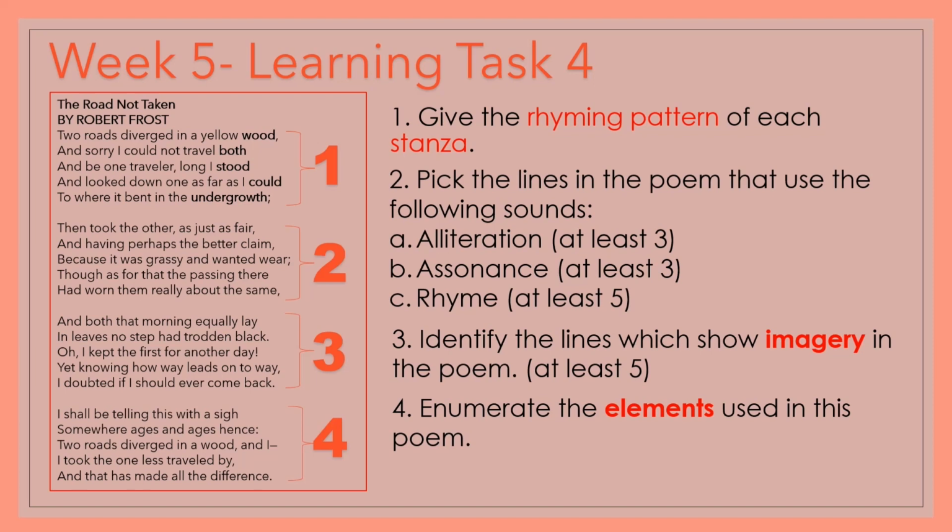Number 3, identify the lines which show imagery in the poem. So you have to give at least 5. And finally, number 4, enumerate the elements used in this poem.